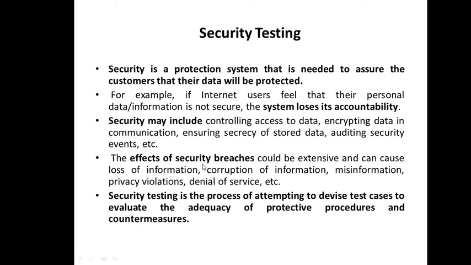Now, what will be the impact of these security breaches if it takes place? It can cause loss of information, corruption of information, misinformation, privacy violation, and denial of service. So breaches could be of five types: either the information is lost, or it gets changed, that is corrupted, or some other information is communicated by some other, like you can say, intruder. Privacy violations could be there, right? And denial of service. The actual user is not able to use the functions which he is supposed to, right? So these are the effects of security breaches.